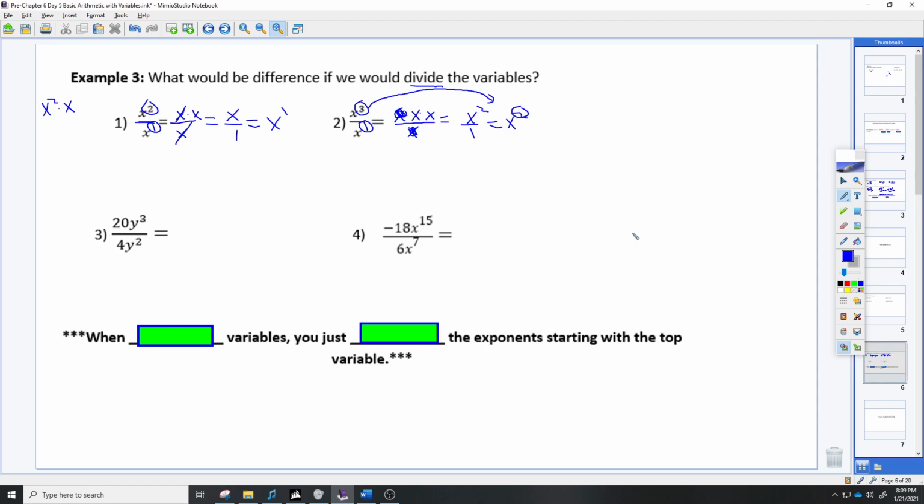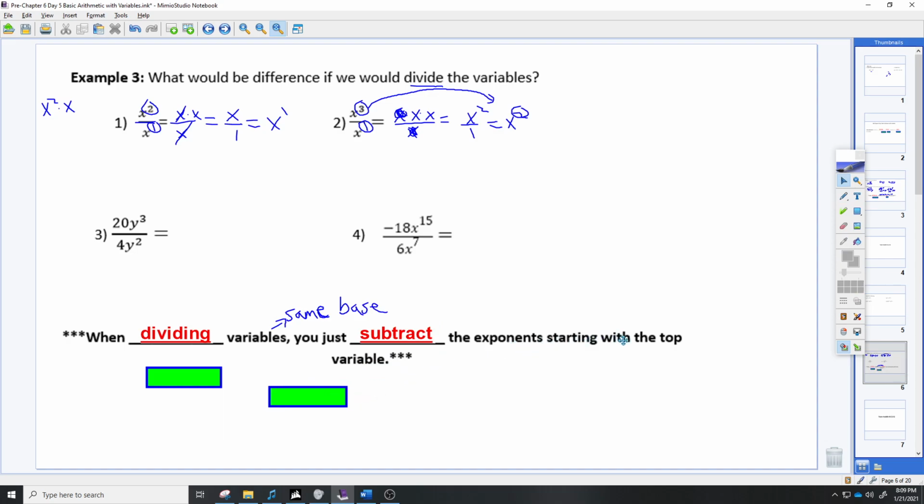So now we can apply it. So let's unveil the ones down here. So when you're dividing variables, as long as they have the same base, I'll add that again. Same base. What do we do? We just subtract the exponents. So you start with the top variable. So you take the top number minus the bottom.